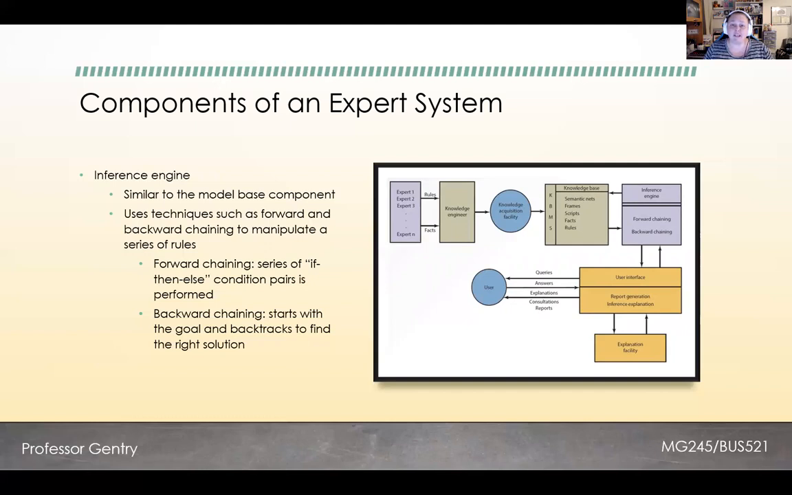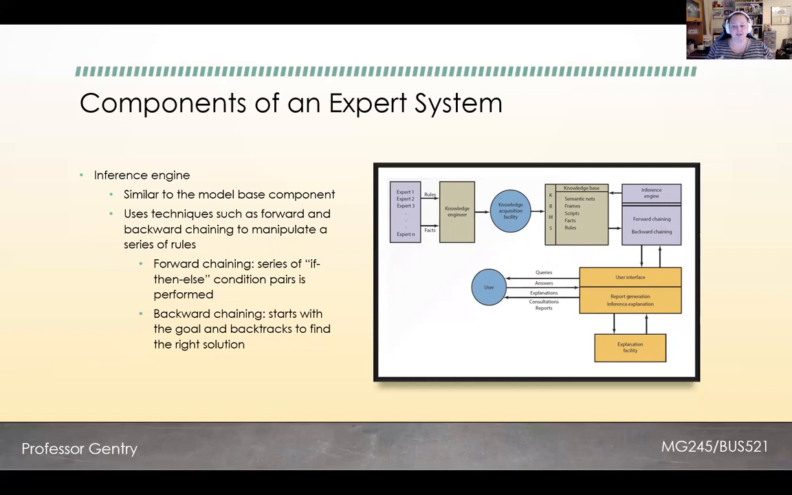The inference engine in your expert system is going to manipulate your series of rules. The rules are going to be evaluated and then your advice is going to be provided. Okay, there are two different ways: forward chaining, backward chaining. Forward chaining uses an if then else algorithm. The backward chaining is going to start with the end goal in mind, and then it's going to backtrack to find the proper solution.